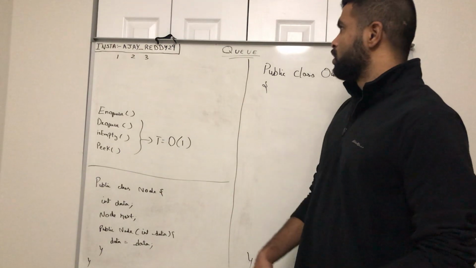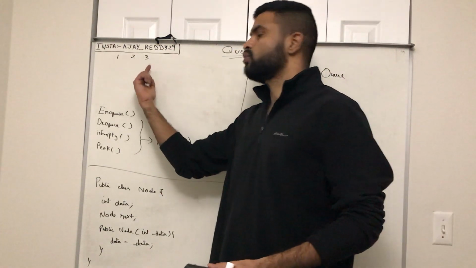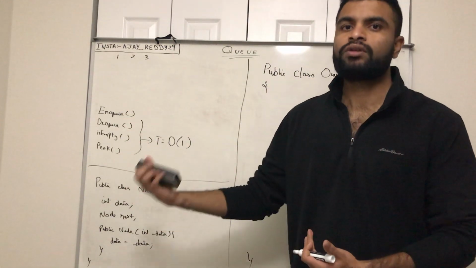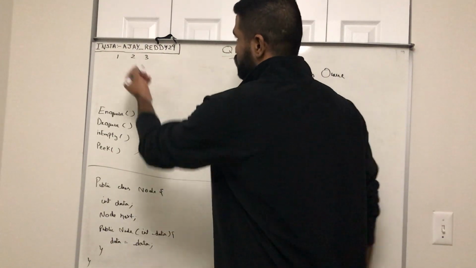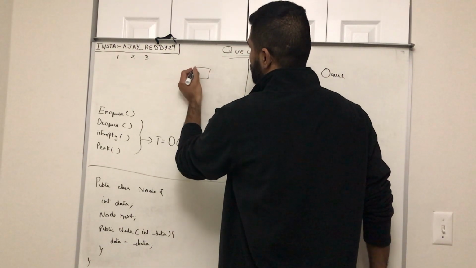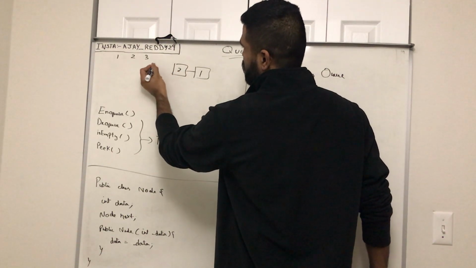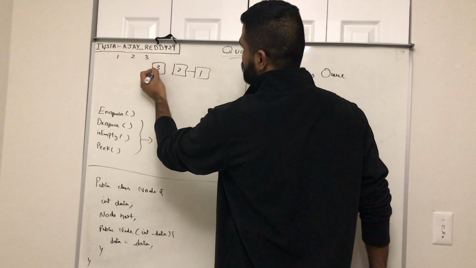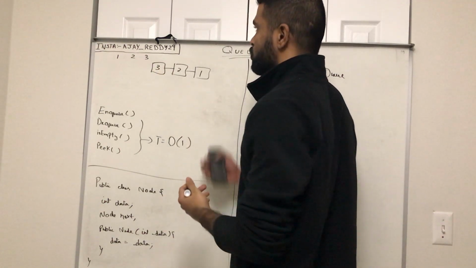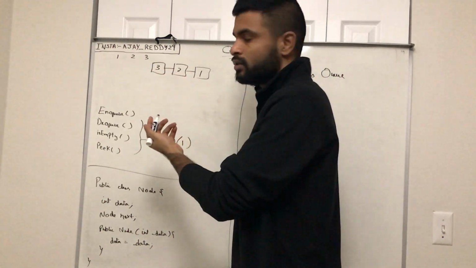So here if you can see I'm having 1, 2, 3. Let's see how we can actually insert those numbers into a queue. First I will insert 1, next I will insert 2, and next I will insert 3. So this is a queue in a linked list.